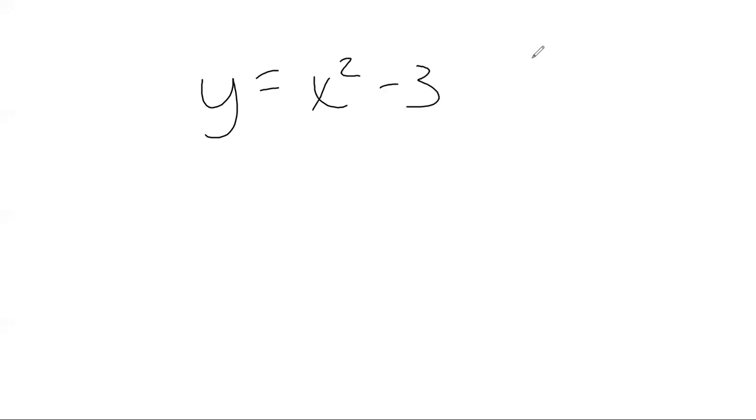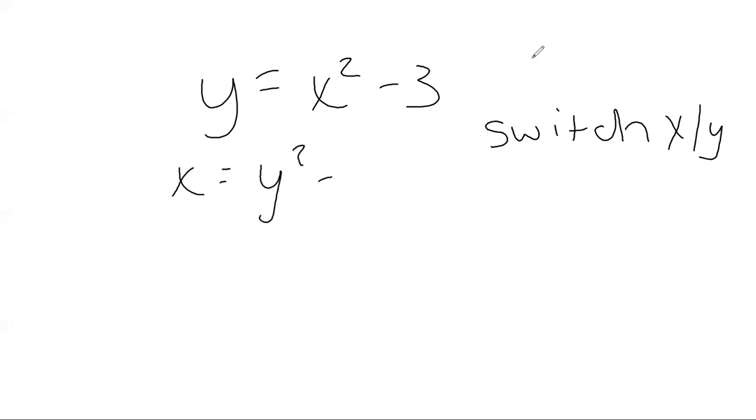All right, the first thing that we need to do when you're trying to find the inverse is you have to switch the x and the y. So it's going to become x equals y squared minus 3. Now, once you get it where the x and y are switched, you're going to solve for y.